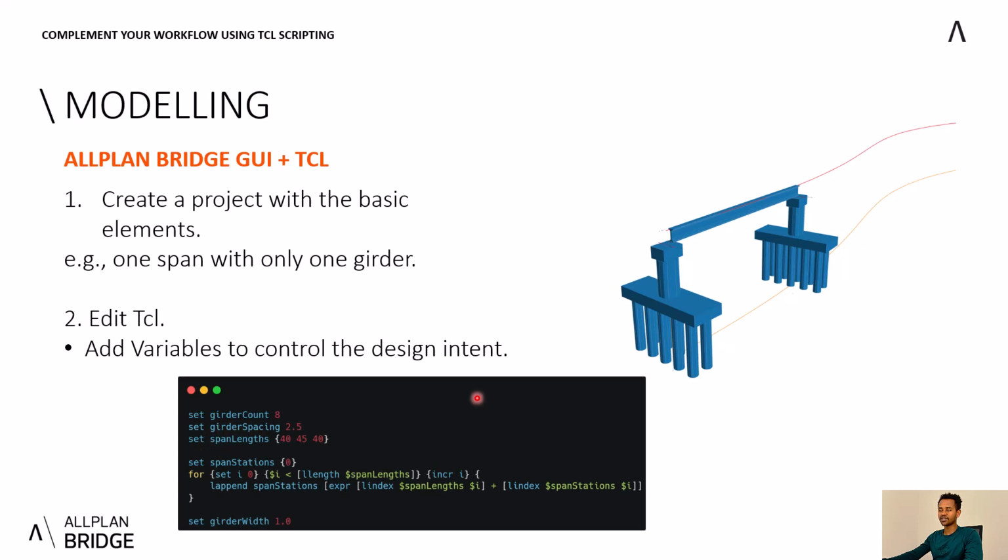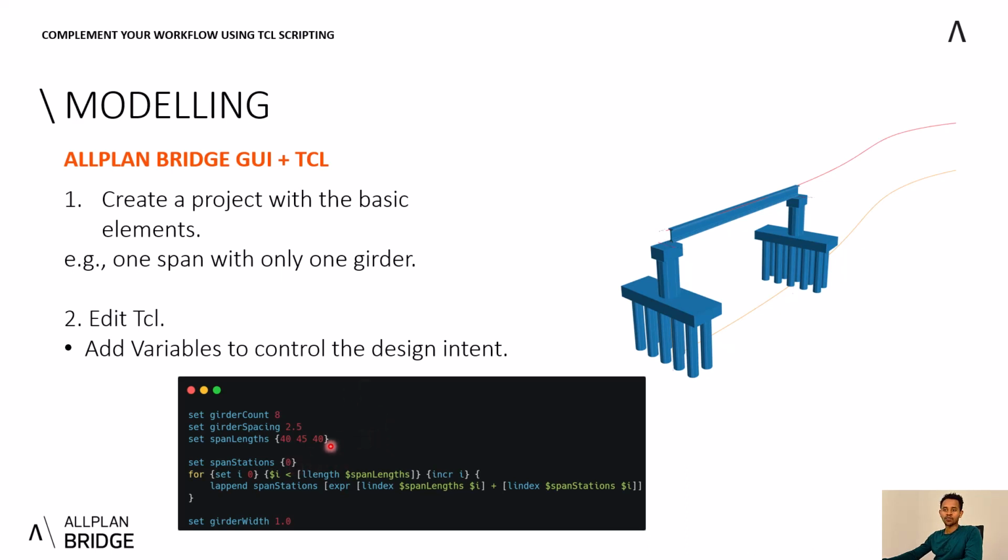The girder spacing between each girder depends on this value. The span lengths, basically we have 1, 2, 3, 4, 5, however many we like, for each span length we set here. So this is a list. It could be a list of 2, a list of 4, a list of 5, depending on the span length. You just have to add it here. Basically these are the variables which control the design output, or the model, at the end of the day.